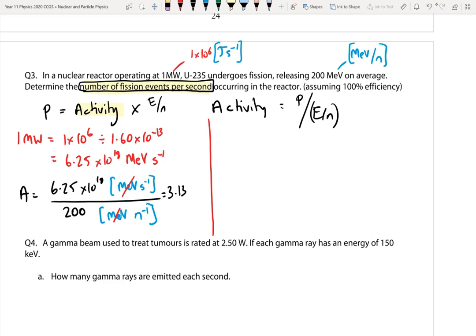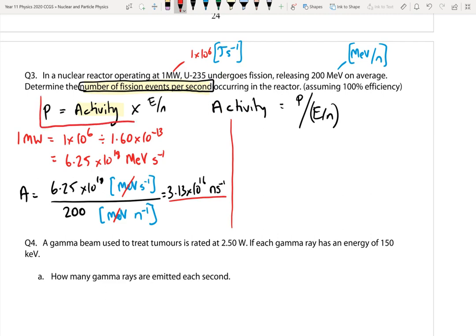So where did the activity come from in the first equation? Hang on, ask me that question in 3, 2, what was your question? Where did activity come from in the first equation?